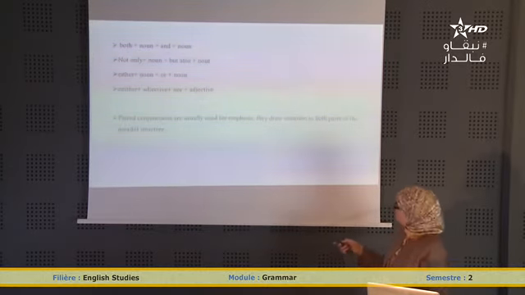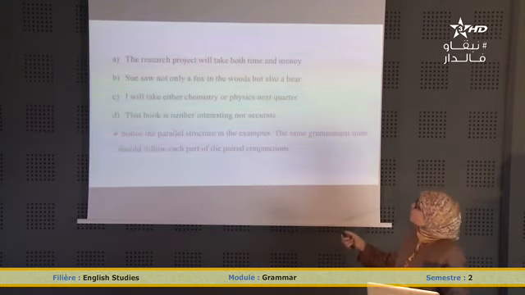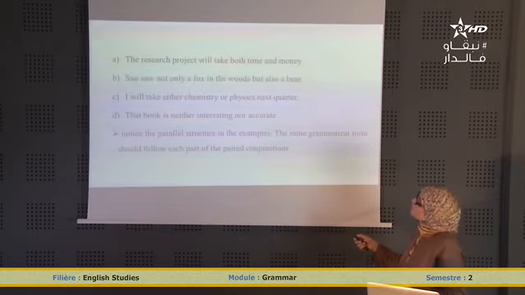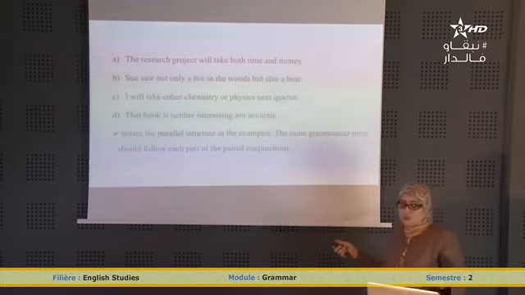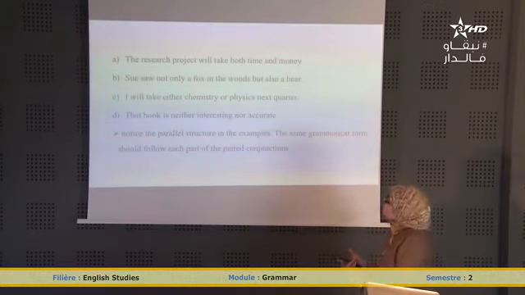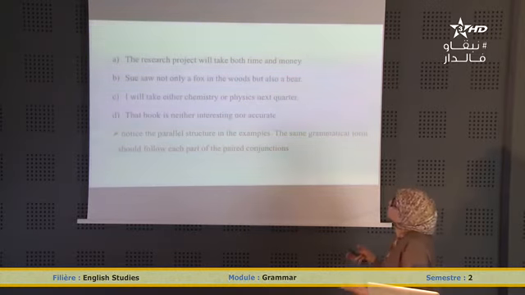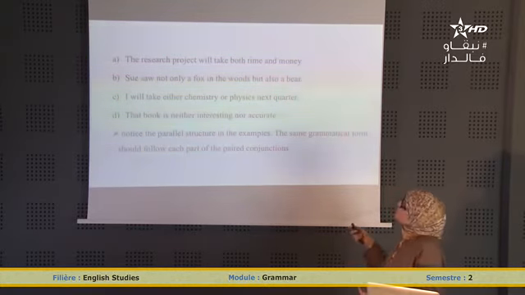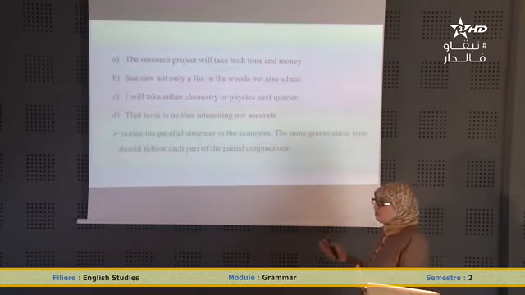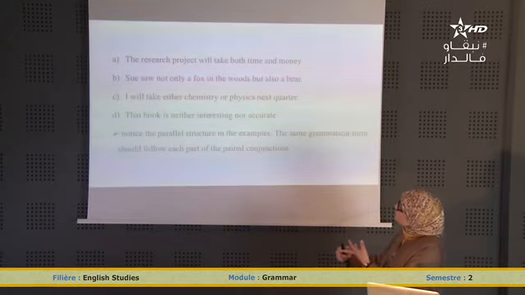Look at, for example, let's go back. If we look at the first example, the research project will take both time and money. If we compare this with a sentence in which we use just and, without the paired conjunction, the research project will take time and money. Here we're just giving information about what this research project will take. But when we say the research project will take both time and money, I want to give more importance to two words, time and money.